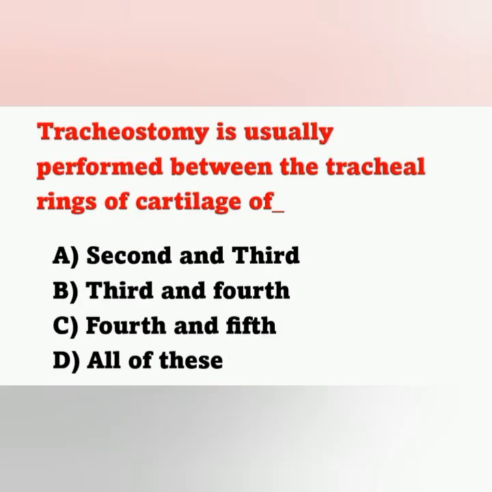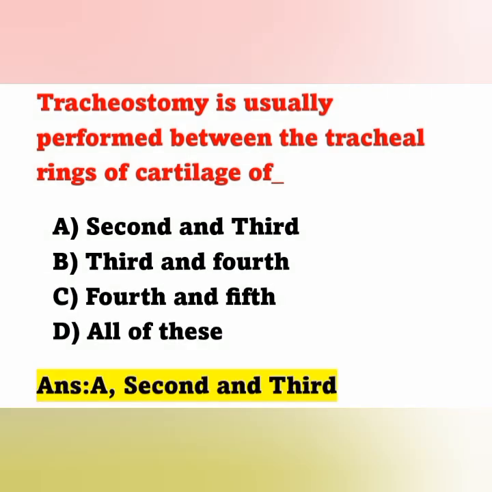And the next question, tracheostomy is usually performed between the tracheal rings of. Option A, second and third. Option B, third and fourth. Option C, fourth and fifth. Option D, all of this. And the correct answer is option A, between second and third tracheal ring. Tracheostomy means an artificial opening made in the trachea and is inserted to establish and maintain a patent airway.